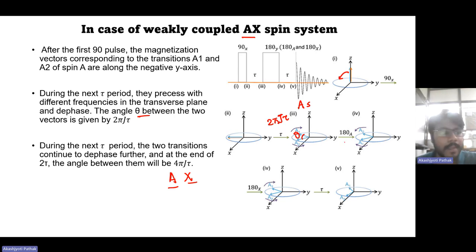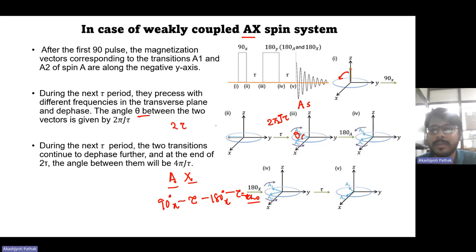Okay. Now again a 180-degree pulse is given. It is the same case. We are applying a 90-degree pulse along the x-axis, then a delay of tau is given, then again a 180-degree pulse is given along the x-axis, and after a delay of tau we get the echo. We record the signal. Okay, so now during the next tau period, there will be another phase difference. So in total there are two.